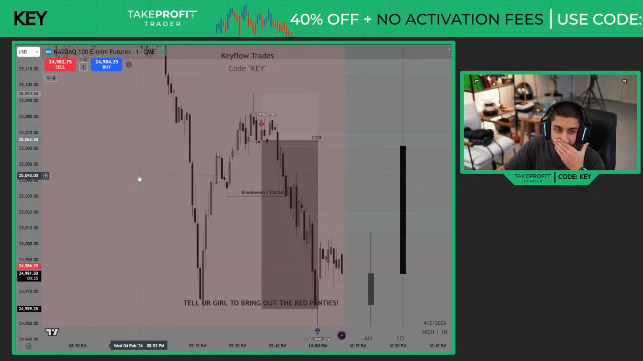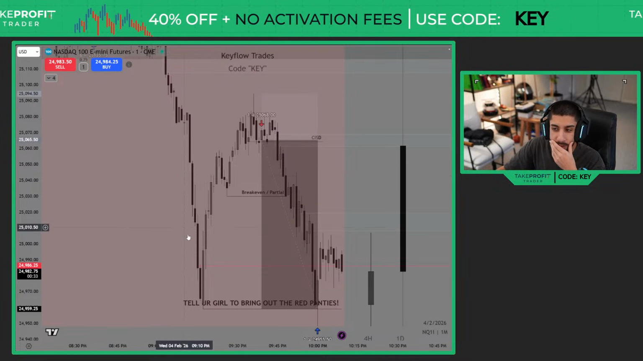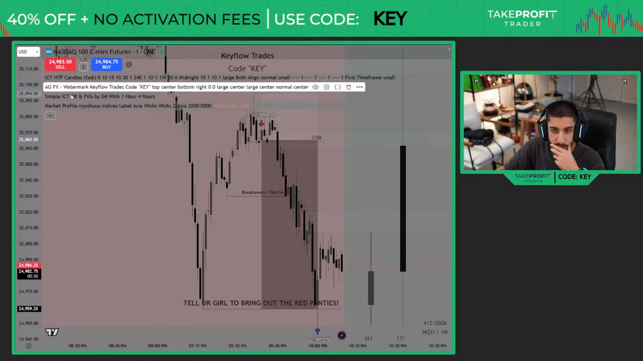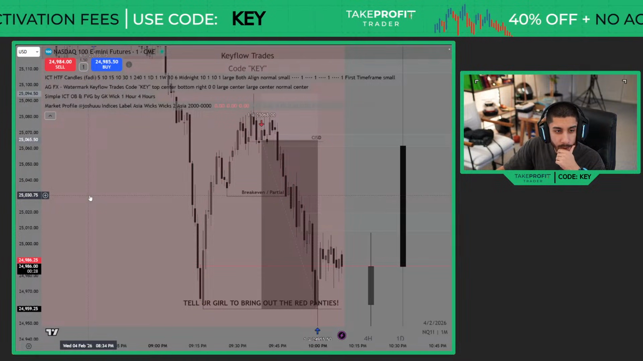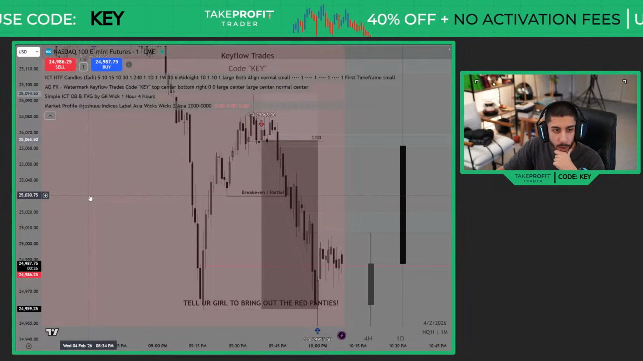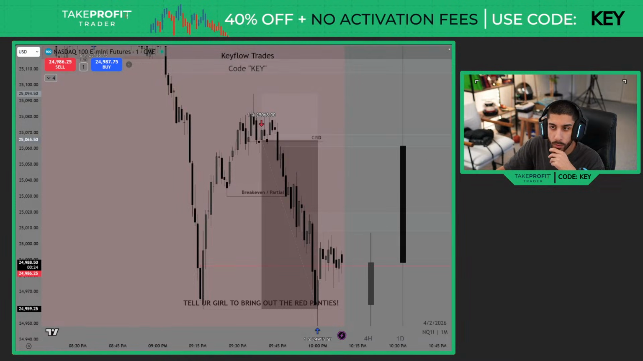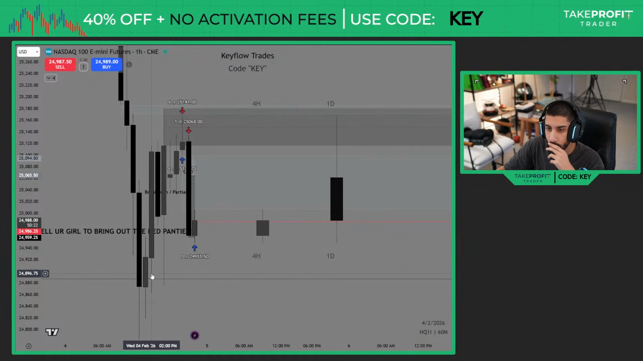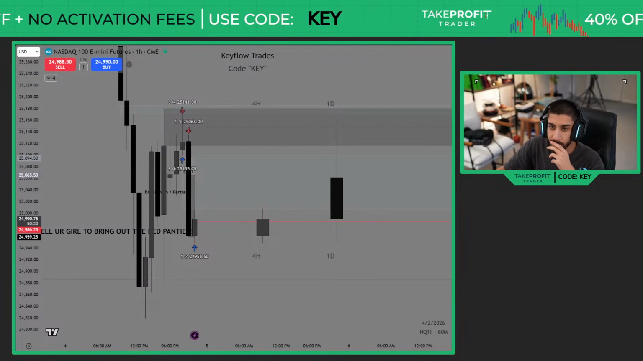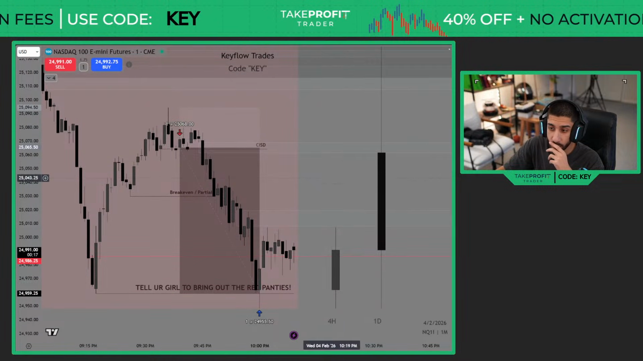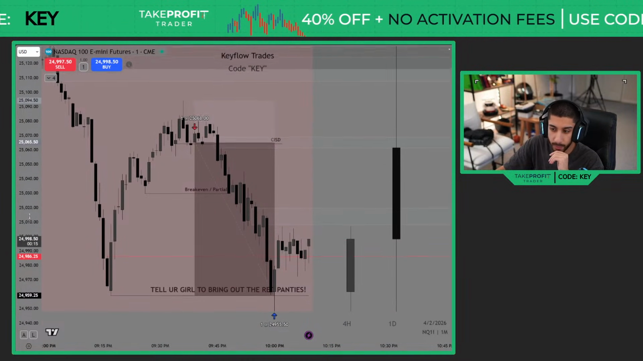What indicators do you use? Right here. These are the indicators I use. Would you have taken a trade off the 1 hour rejection block? The 1 hour rejection block. Which one? The one up here? I mean, it looked pretty good. I missed it. I would have, but I missed it.